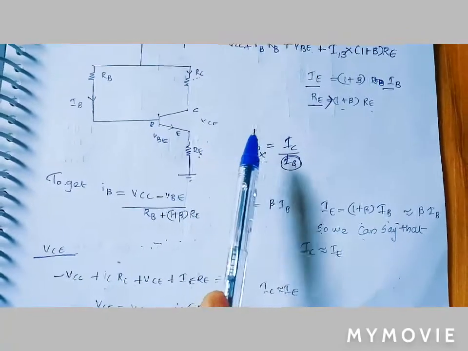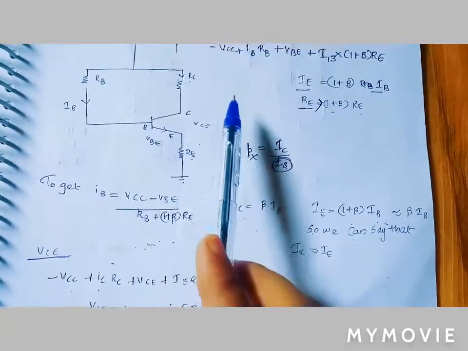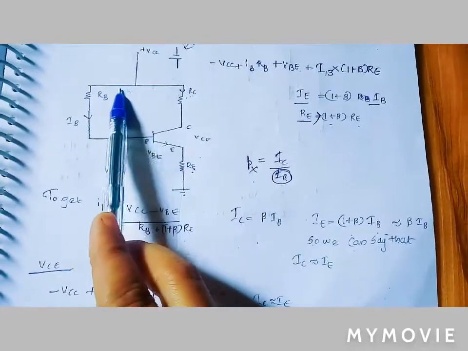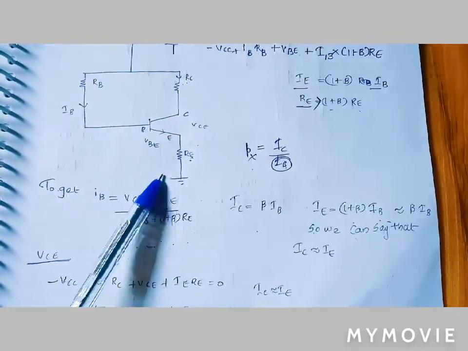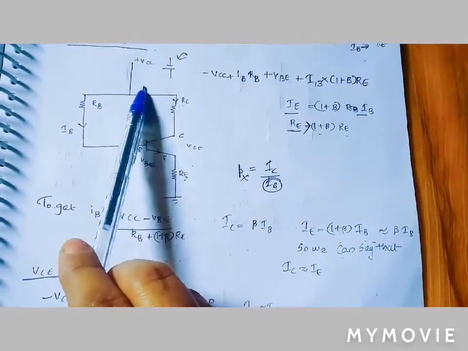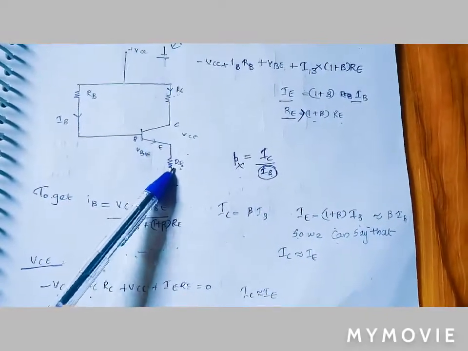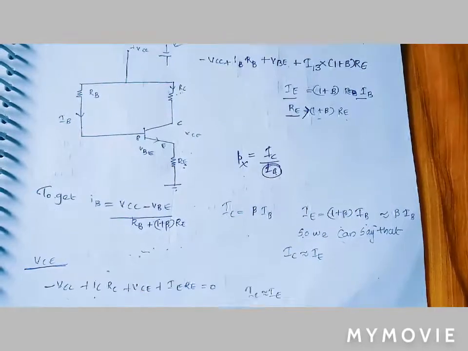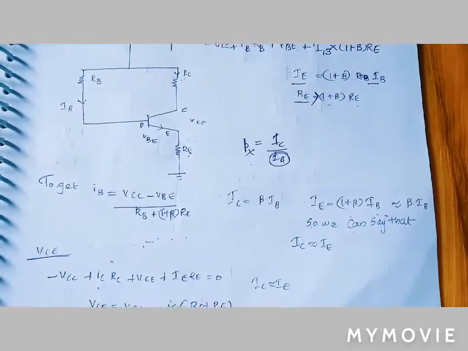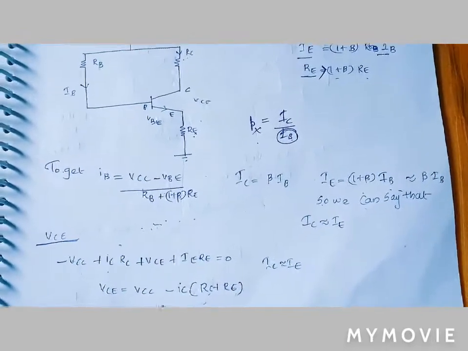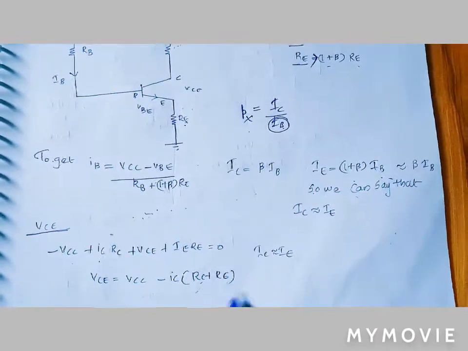And here, how to find the VC is we can apply the Kirchhoff voltage law in the output, that is minus VCC plus IC RC plus VCE plus IE RE is equal to 0. So VCE is equal to VCC minus IC into RC plus RE.